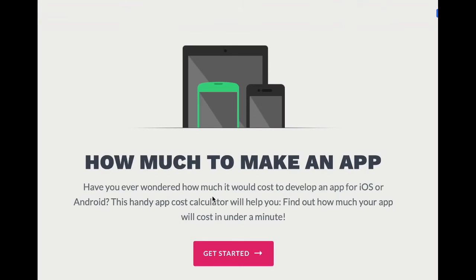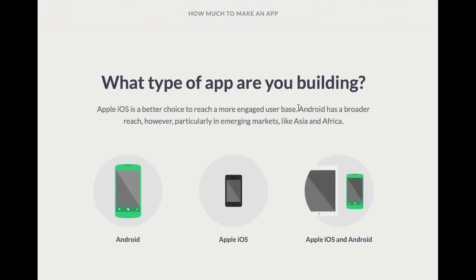We are going to show you how we use an independent website called howmuchtomakeanapp.com, and this will show you how expensive it can really be if you were making an app without Zapable. So let's get started. Okay, so what type of app are you building? Well, we can build for Apple iOS and Android, and Zapable also does instant apps.